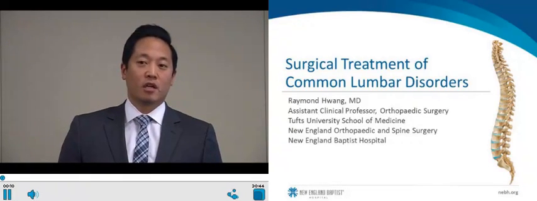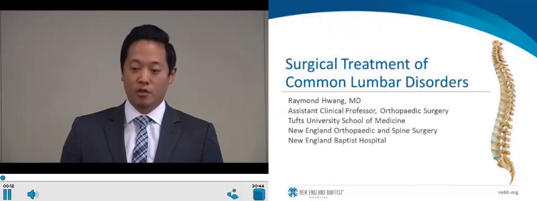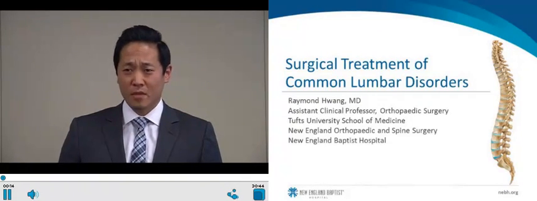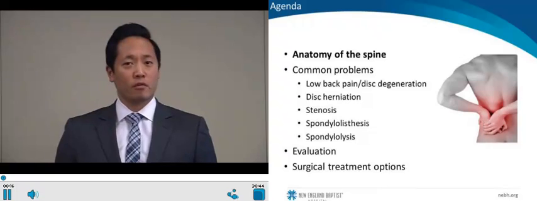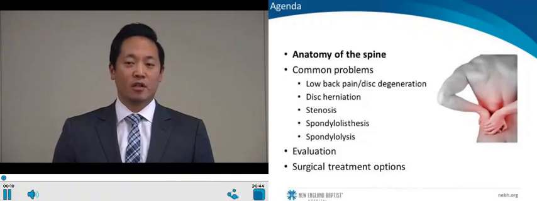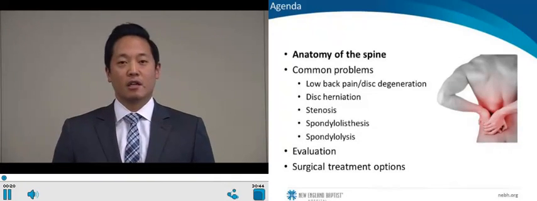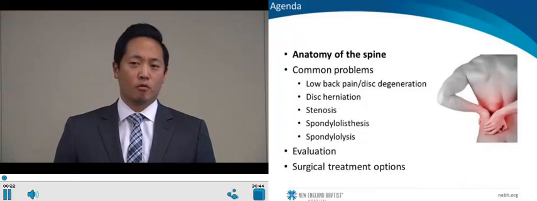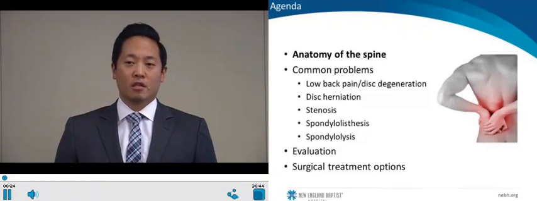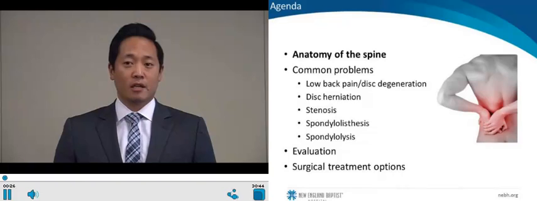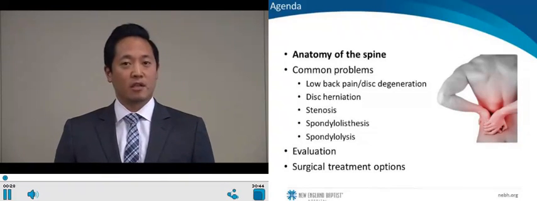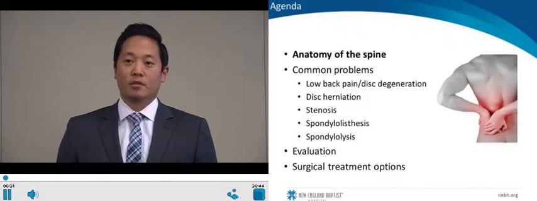Today I'll be presenting a talk on the surgical treatment of common lumbar disorders. I'd like to provide a general overview of the common adult degenerative conditions that involve the lumbar spine. We'll review some of the basic anatomy, talk about the common problems, go through some of the evaluation techniques that I use, and also some of the treatment options.